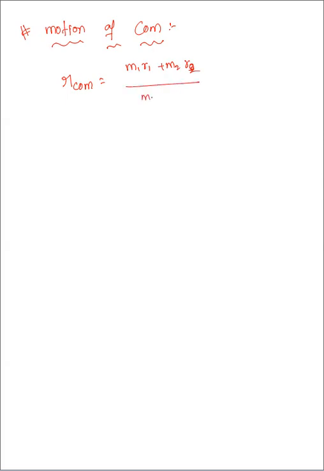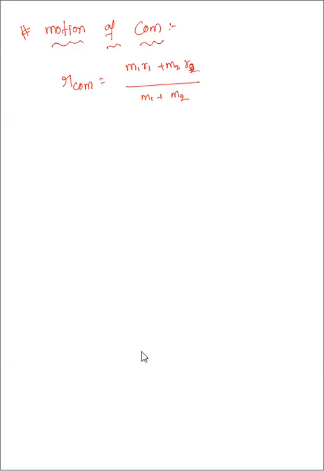In this slide we are going to discuss motion of center of mass. So we know the position of center of mass, R_COM, equal to (M1 R1 plus M2 R2 plus M3 R3 and so on) divided by (M1 plus M2 plus M3 up to Mn). The same equation we are taking here, and what we are going to do is differentiate both sides with respect to time.